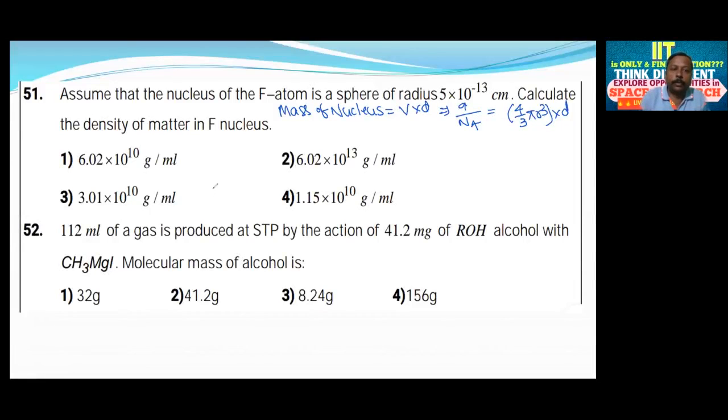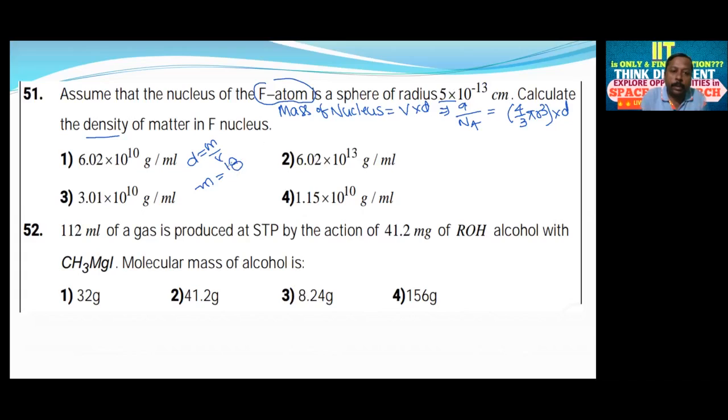Okay, here is the first question. Assume the nucleus of an F atom, fluorine atom, is a sphere of given radius, and we have to find the density. Everybody knows that density is equal to mass by volume, and mass is the mass of the atom. The mass of fluorine, the atomic weight of fluorine, is 18.